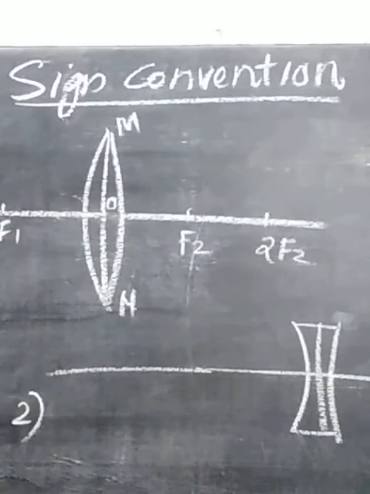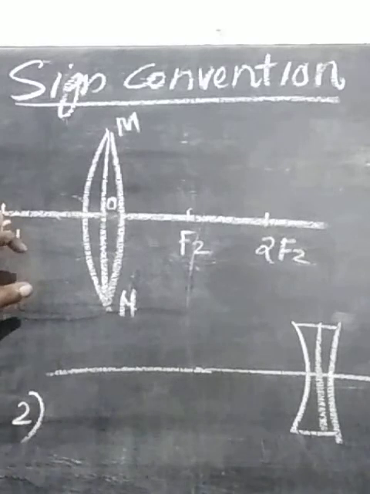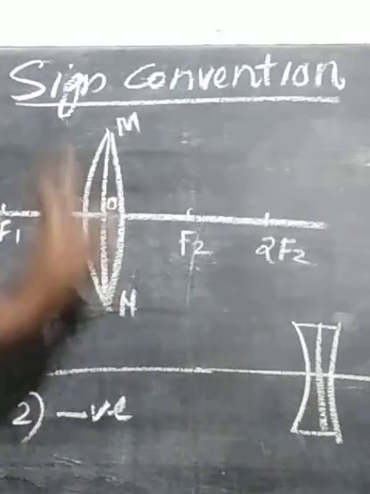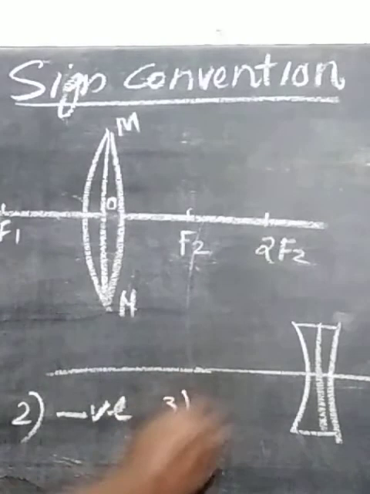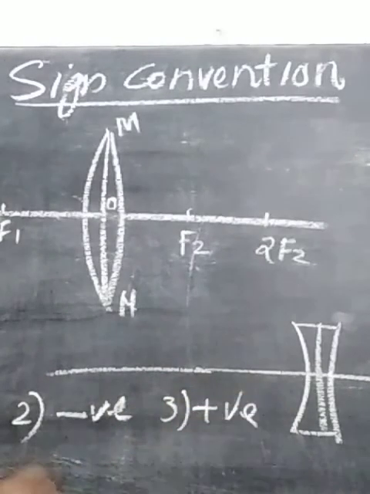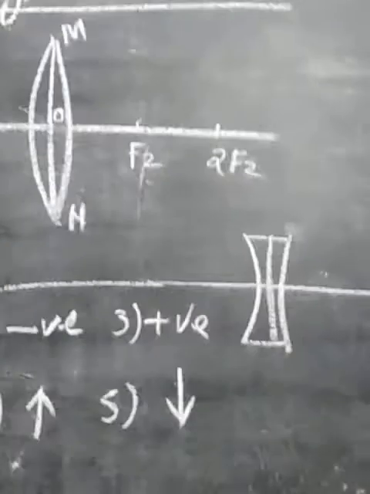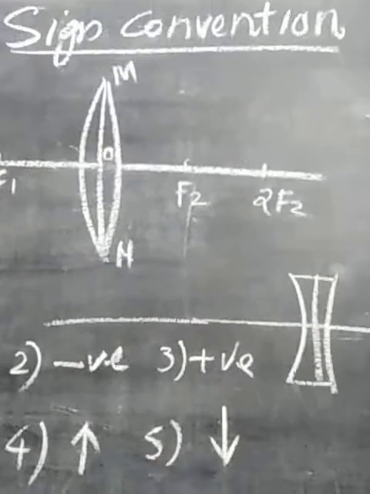And the second point: distances measured to the left of the lens are negative. Distances measured to the right of the lens are positive. Distances measured above the principal axis are positive. Distances measured down to the principal axis are taken as negative. So these are the different rules given by the New Cartesian sign convention.